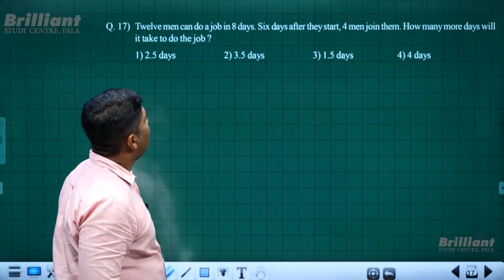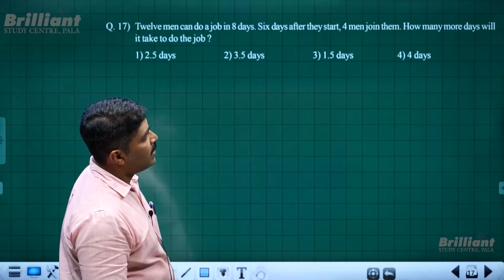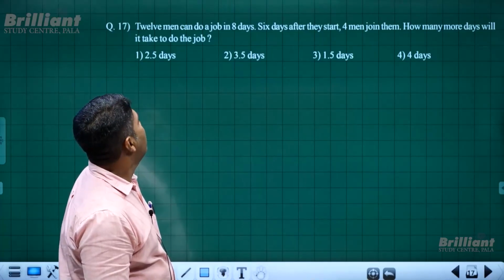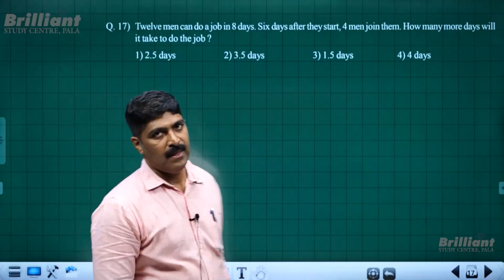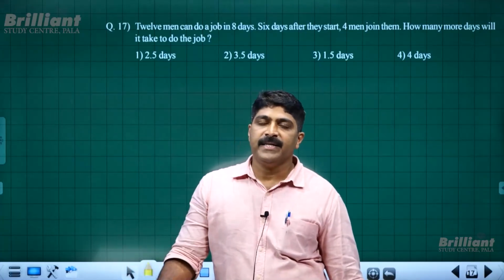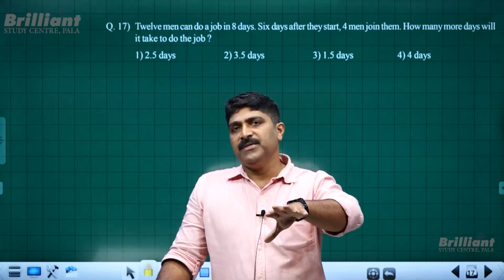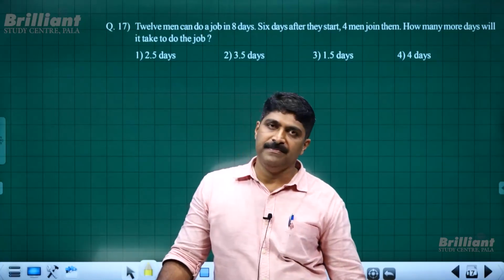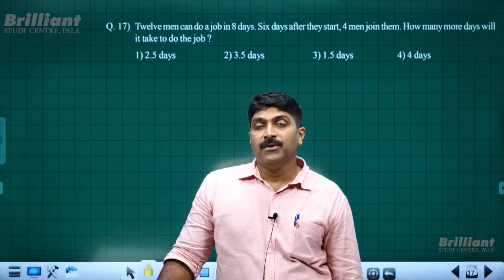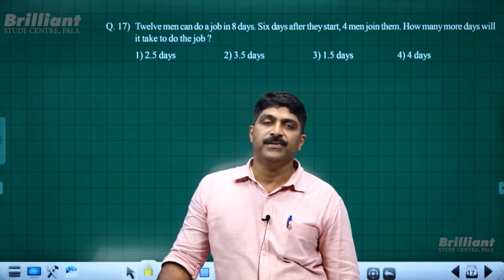So next, 12 men can do a job in 8 days. 6 days after they start, 4 men join them. How many more days will it take to do the job? So whenever we are doing the operations from a topic like time and work, you have to create a clear concept-wise foundation of that topic. Otherwise, it's quite difficult to find the answer of most such questions.